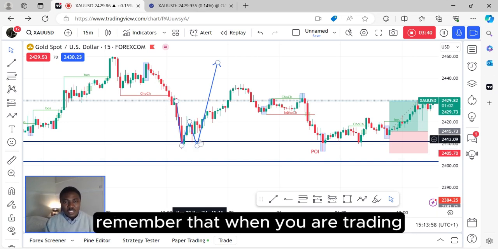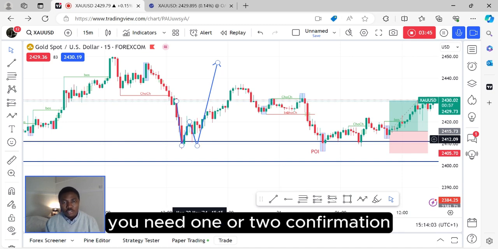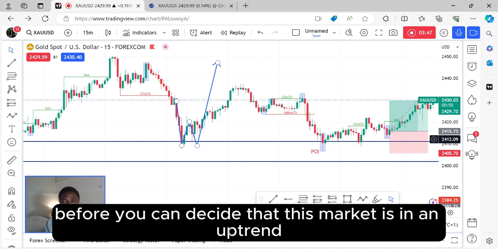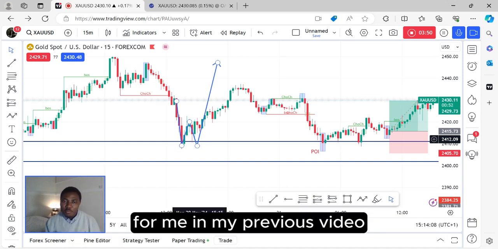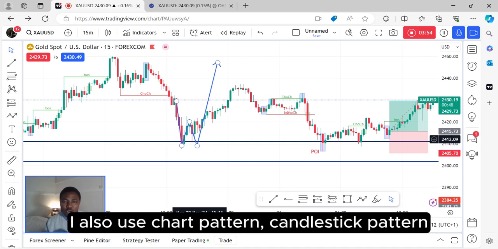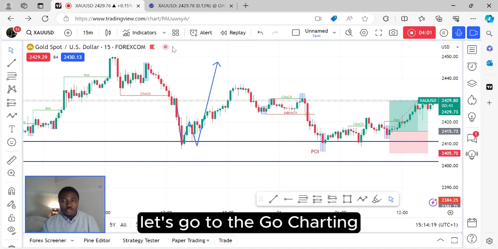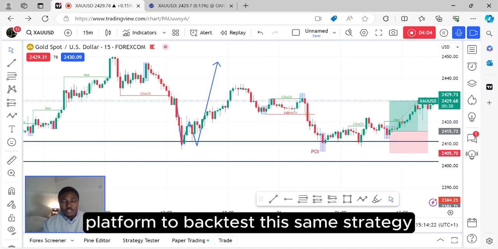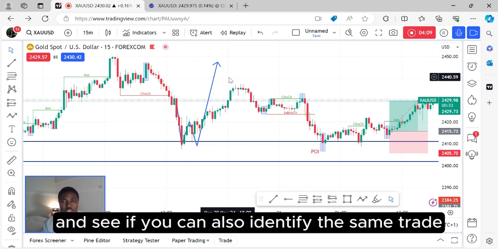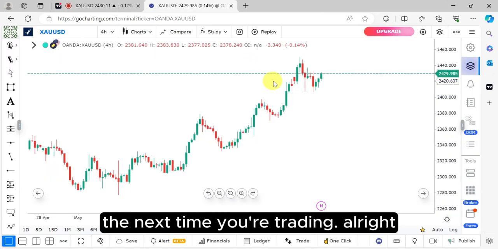Remember that when you are trading any strategy you are trading with, you need 1 or 2 confirmations before you can decide that this market is in an uptrend. For me, in my previous video I mentioned that I use TDI to confirm my trade. I also use chart pattern, candlestick pattern to confirm my trade on my point of interest. Alright, so let's go to the GoCharting platform to backtest this same strategy and see if you can also identify the same trade and pick high probable trade the next time you are trading.